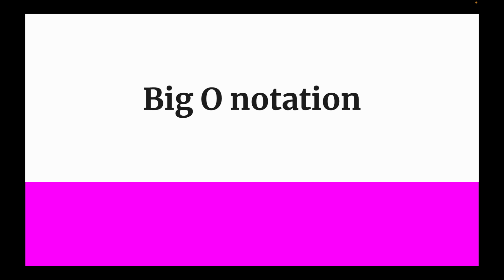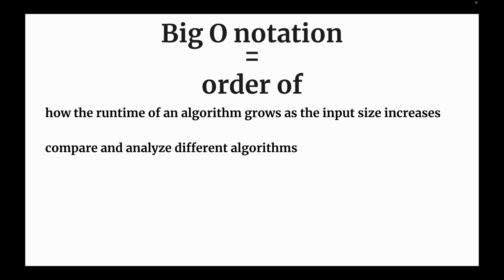So what is big O? Big O notation is special notation that describes the performance or efficiency of an algorithm. In other words, it's a way to tell how fast an algorithm is. Big O notation allows us to describe how the runtime of an algorithm grows as the input size increases, as a way to compare and analyze different algorithms based on their efficiency.